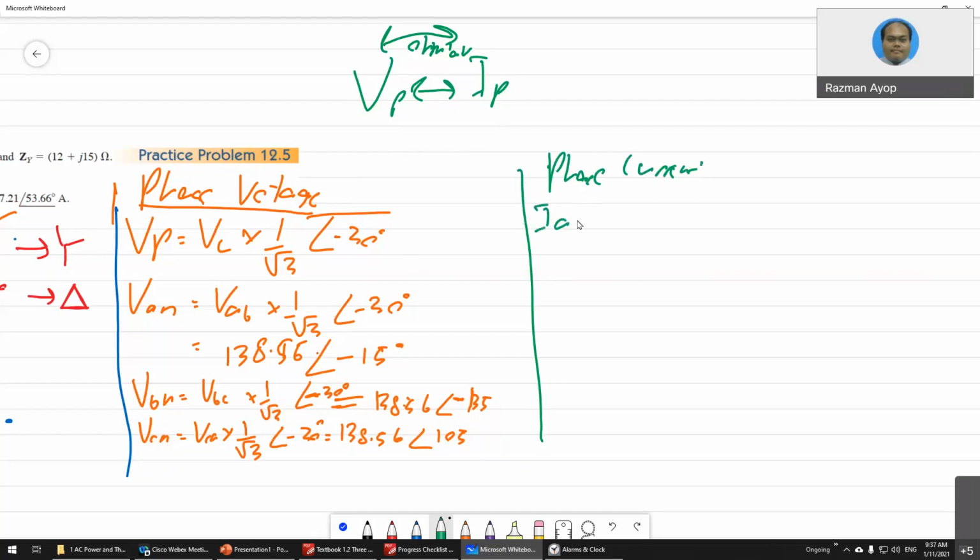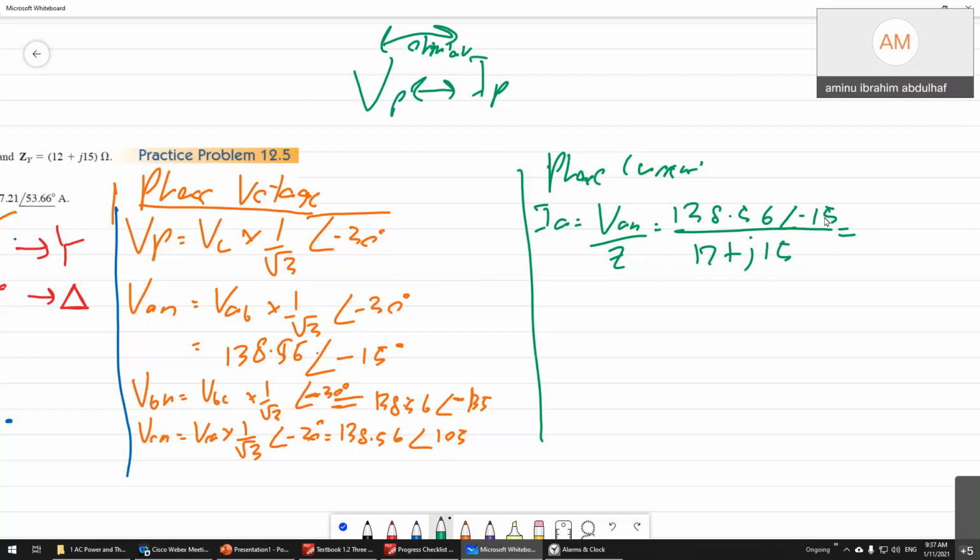So IA is equal to VAN divided by Z. So VAN is 138.56 angle negative 15, divided by what is that? It's 12 plus J15. So what is the answer? 7.213 angle minus 66.34.